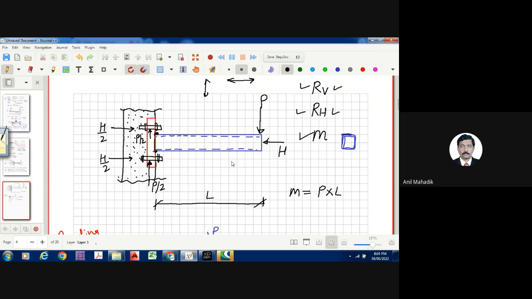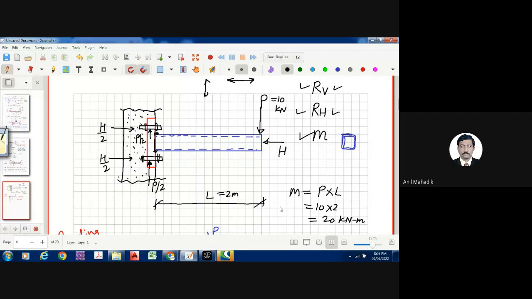Now who is resisting the moment? What is the value of the moment? It is P into L. Let's say I take the value of P as 10 kilonewton and L as 2 meters. So how much will be my moment? 10 into 2, 20 kilonewton meter.